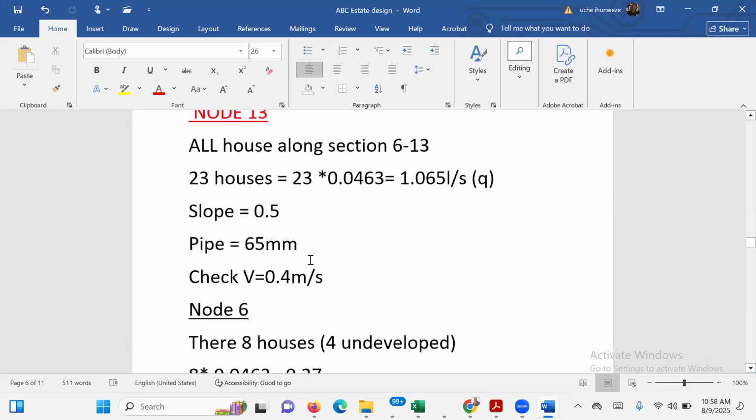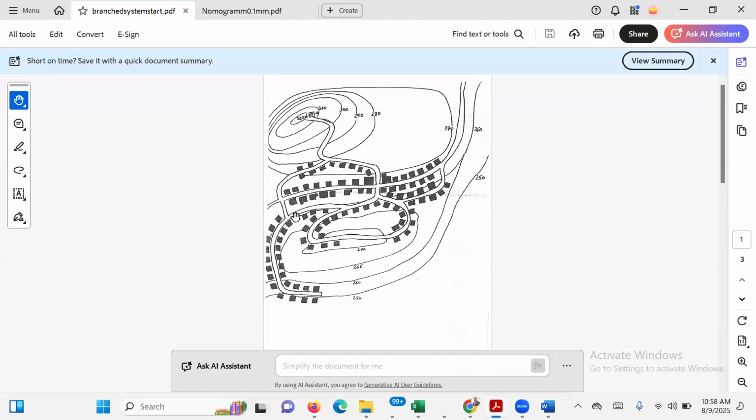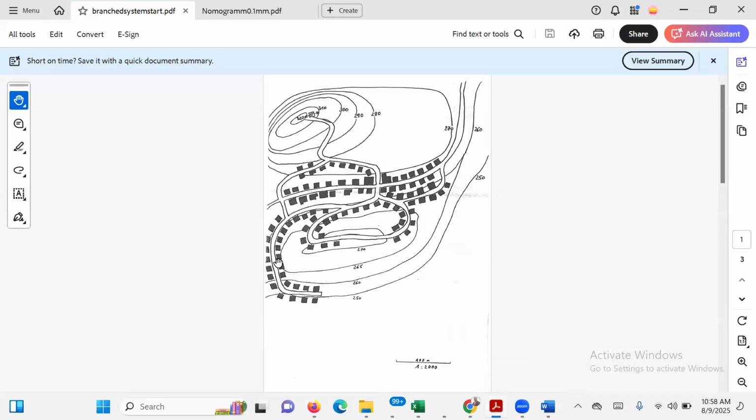Then I check the velocity. The velocity is within acceptable limits. So this pipe has been done. So I move to node 6. In node 6, there are houses along here and there are houses downstream. So node 6 is the one supplying node 13. Whatever value we have at node 6, it will first of all consider that it will release some quantity of water to those people living between 6 and 13.